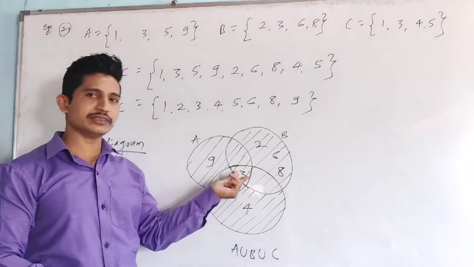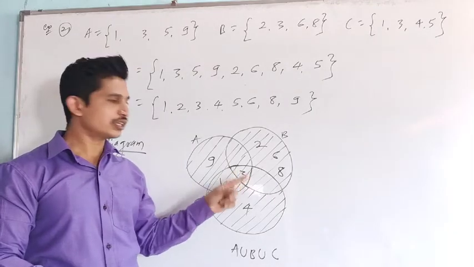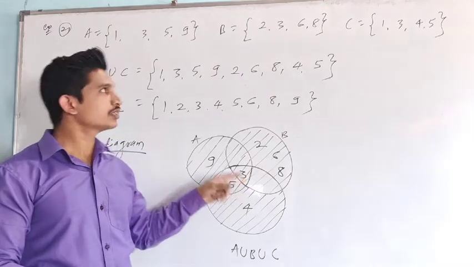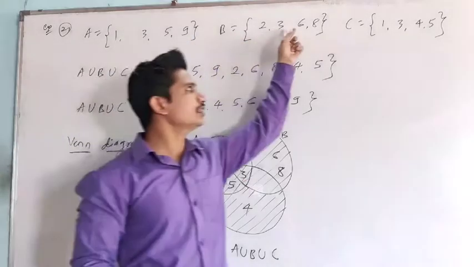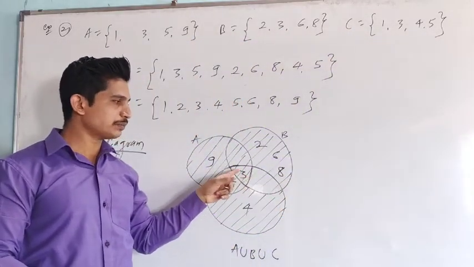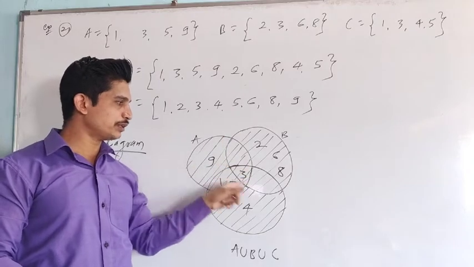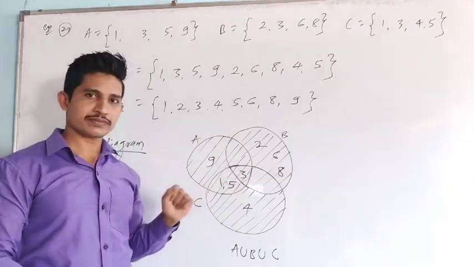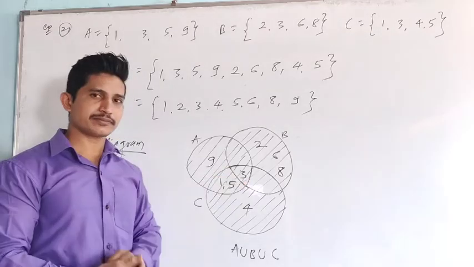Now this is a place for the common number. So what is the common number in all? 3 is here, 3 is here, 3 is here. So this is a place for all of these. This is a place for A also, this is a place for B also, this is a place for C also. So write here the common number 3.